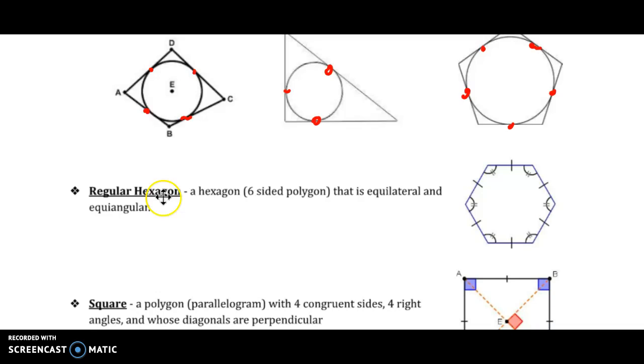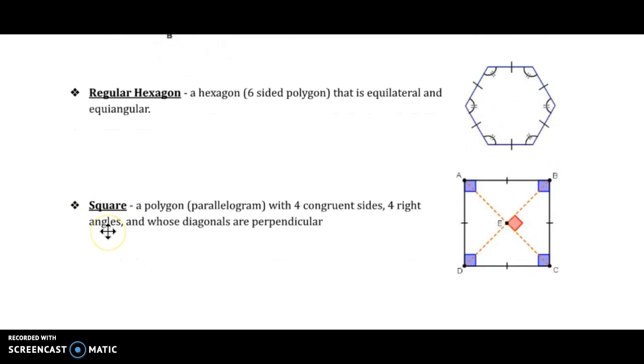The other term that may or may not be new, in yesterday's lesson, lesson 4, you talked about regular hexagons or regular polygons. Today we will be inscribing a regular hexagon, or an equilateral and equiangular hexagon, inside of a circle. So again, regular means all sides and all angles equal. Equilateral: equi means equal, lateral means sides. Equiangular: equi means equal, angular means angles. So a regular hexagon is a 6-sided polygon with 6 congruent sides and 6 congruent angles.